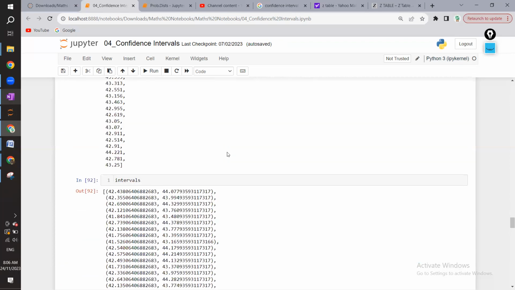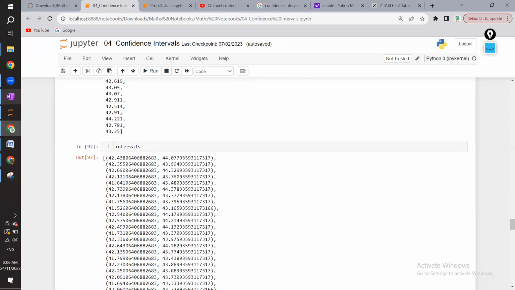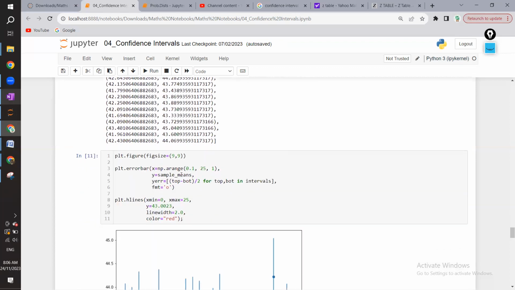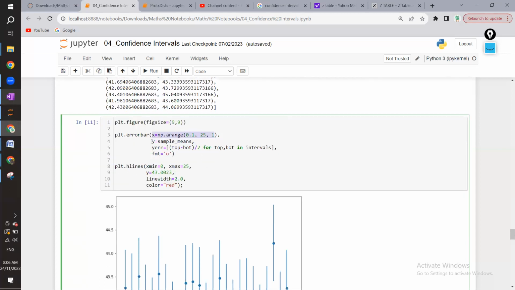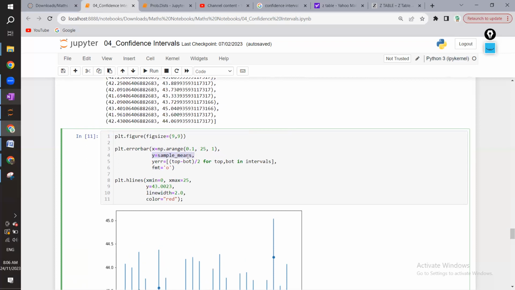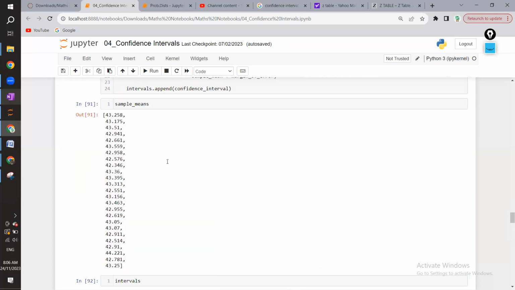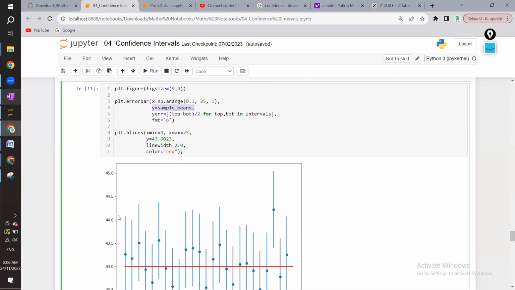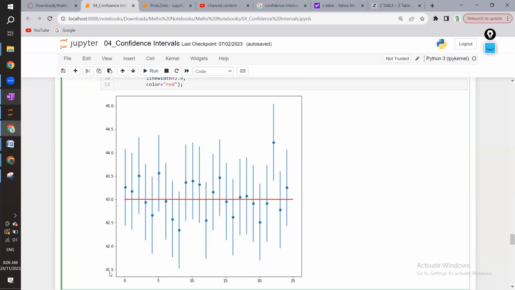Okay, perfect. So now, these samples and intervals, what are we doing? On the x-axis, I just want 1 to 25, because I have done 25 experiments. On the y-axis, I am plotting the sample means. These are my sample means, the complete sample means.